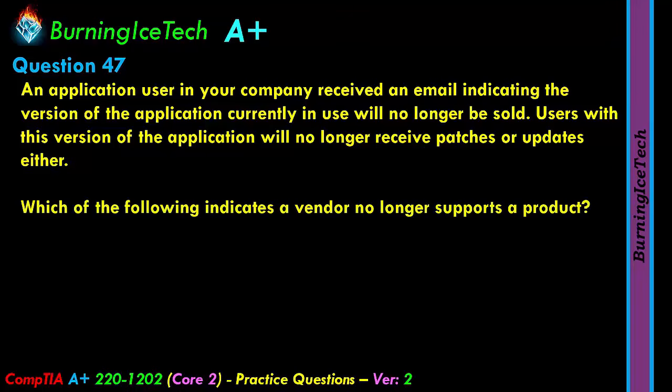Which of the following indicates a vendor no longer supports a product? Is it answer A, AUP? No. That stands for Acceptable Usage Policy. It's basically a policy a company will specify that says what you're allowed to use their assets or the resource for and what not.